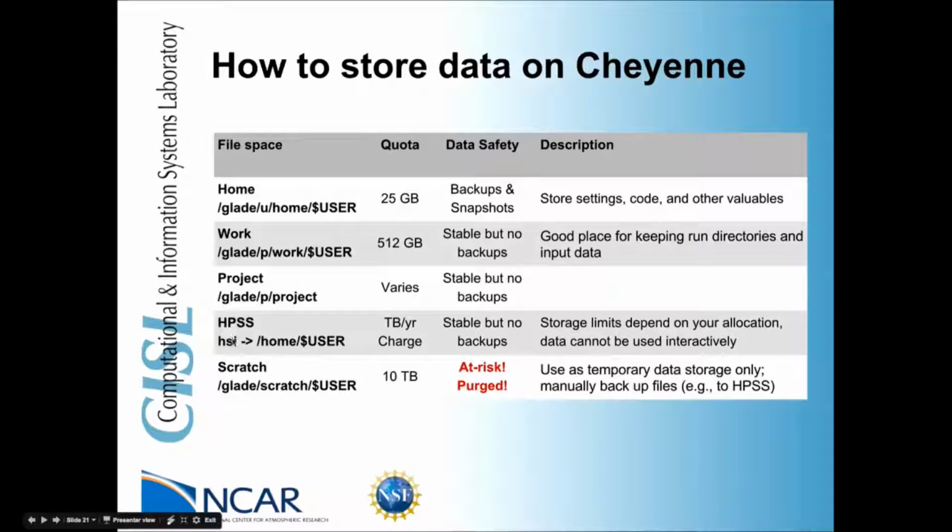For long-term storage, HPSS, the tape archive, is a good place to store things. You would use an interface, HSI, to access the space, and it will look like /home/username. Here the quota is a bit different. There's no absolute quota, but how much data you have determines what your terabyte year charge is. This again is stable, but no backups, and storage limits depend on your allocation.